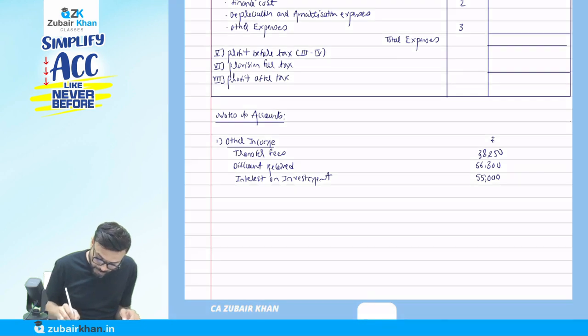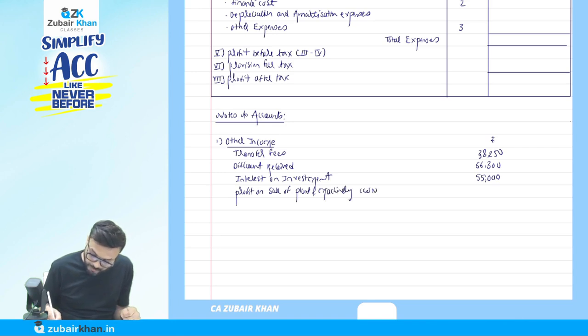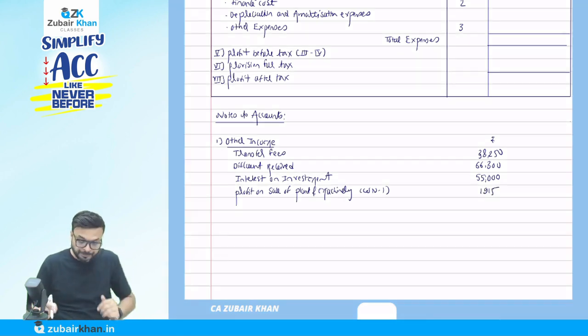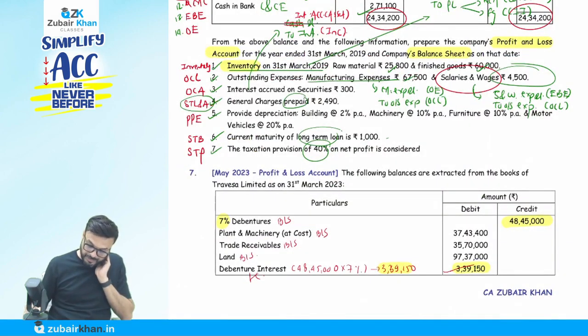So here, write down profit on sale of plant and machinery. Working note number 1, 1915. Okay, done. Now, third point, again, we have discussed in our previous question that here land is revalued at rupees 1 crore 8 lakh 63. What is the value of land appearing here? Land is appearing at 97 lakh 37,000.